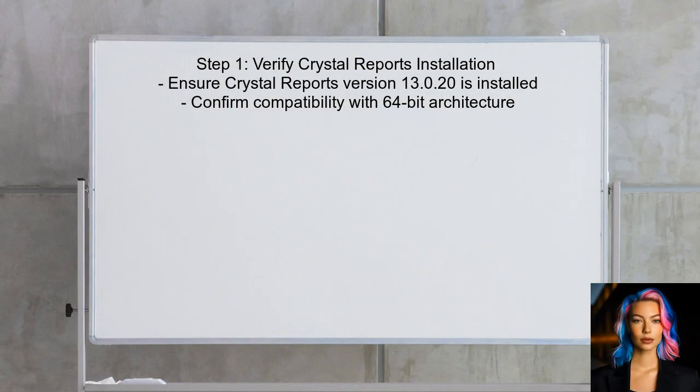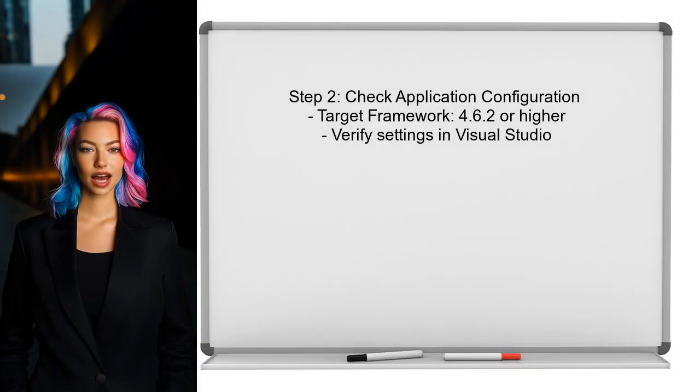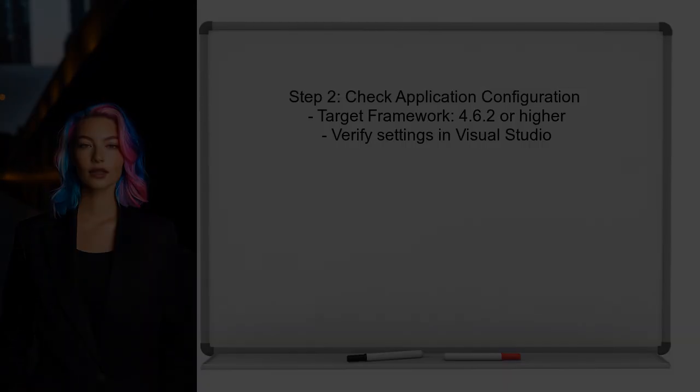To begin resolving the issue with Crystal Reports not opening on a 64-bit machine, the user should first ensure that the correct version of Crystal Reports is installed. It's important to confirm that the installation is compatible with the 64-bit architecture. Next, the user should check the application configuration. Specifically, they need to ensure that the application is targeting the correct framework version. The user should confirm that the target framework is set to 4.6.2 or higher.